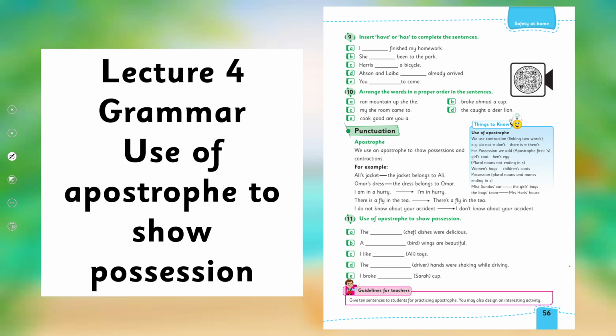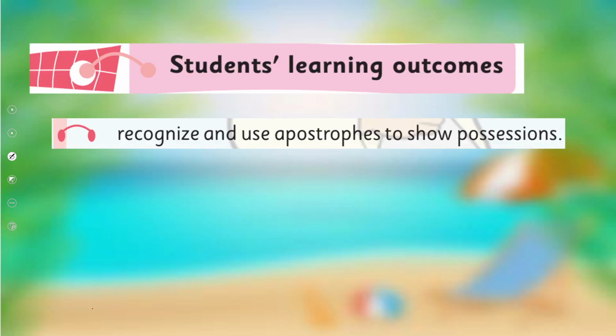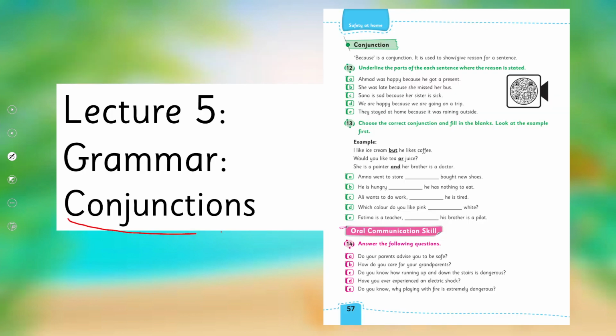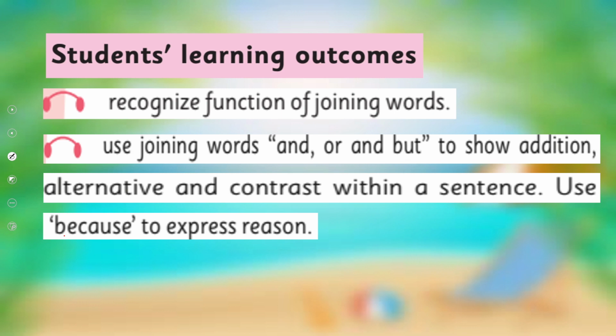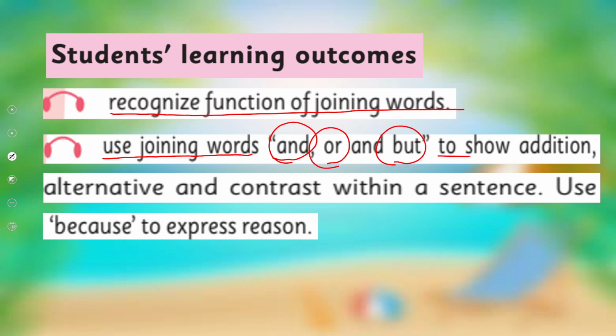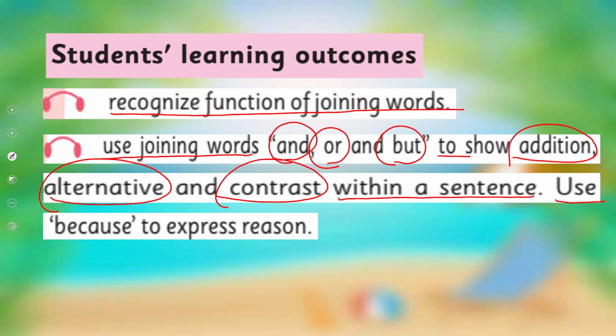Lecture 4, under the title of grammar, we learn the use of apostrophe to show possession. And we'll cover the SLO to recognize and use apostrophes to show possessions. Lecture 5, we learn about conjunction and we'll cover the SLO to recognize function of joining words, use joining words and, or, but to show addition, alternative and contrast within a sentence, and use because to express reason.